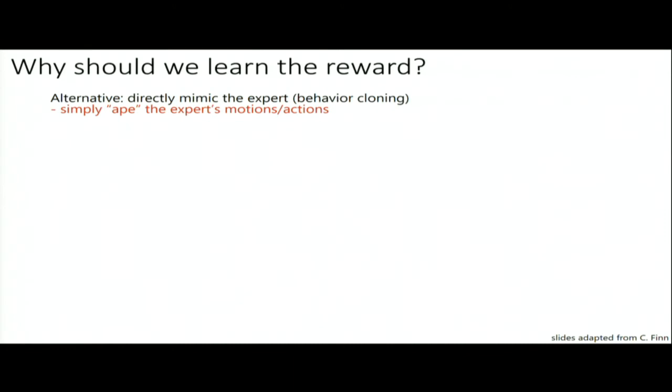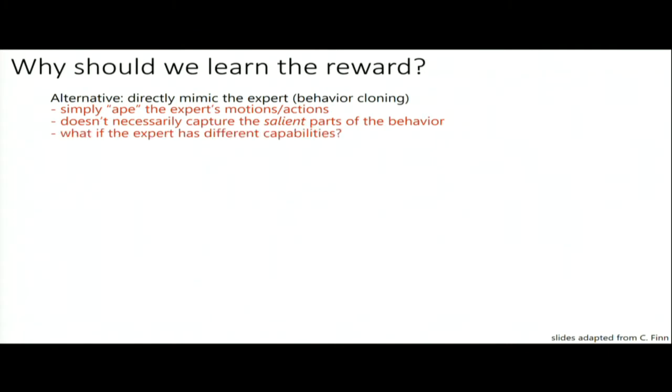So in some cases that might work well, especially if you have a lot of data and minimal domain shift, but it's not necessarily the most generalizable representation of the task. It doesn't necessarily capture the salient parts of the behavior. So if you're trying to blindly mimic the expert, you'll mimic every aspect of what the expert did, whether it was important to the task or not, which means that when you make mistakes, and any learning system will make mistakes, those mistakes are not necessarily the ones that are least harmful for the final task performance, because you haven't understood the objective of the task.